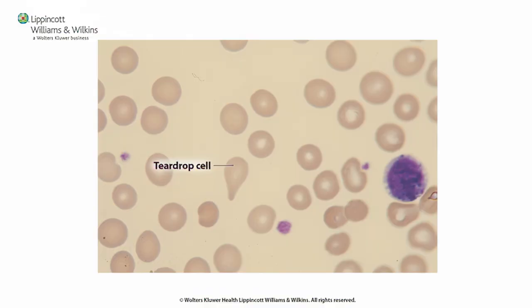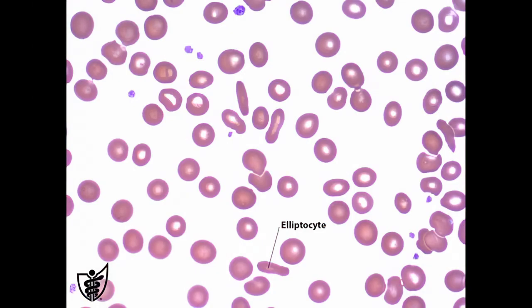There are teardrop cells, which are shaped like teardrops, and they're seen with myelofibrosis. You can also see elliptical-shaped red cells, which are called elliptocytes, and these are seen in something called hereditary elliptocytosis. Sometimes you may hear these called pencil cells or cigar cells.